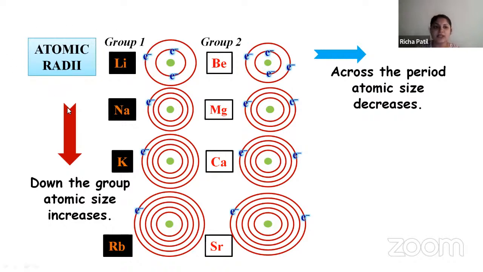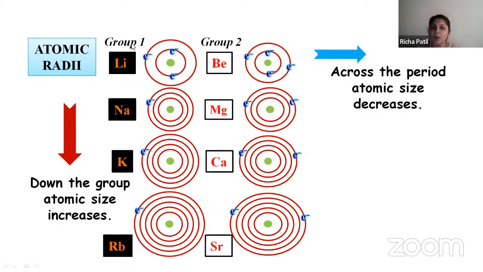Next we'll see atomic radii. You know what atomic radii is. We had discussed some of these properties in brief in classification of elements and periodicity of properties. What is atomic radii? It is half the internuclear distance between two atoms. So how does atomic radii vary across the period and down the group?